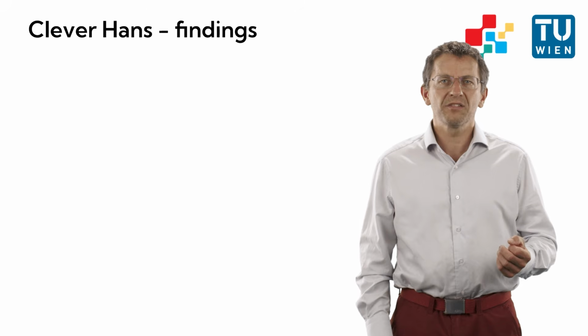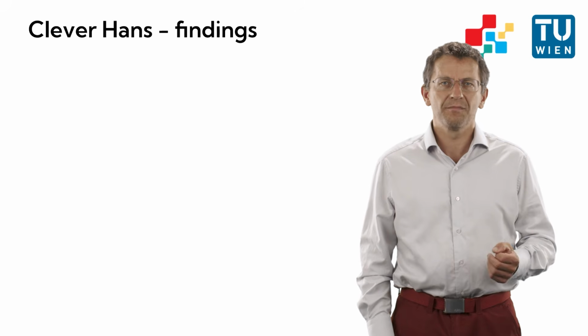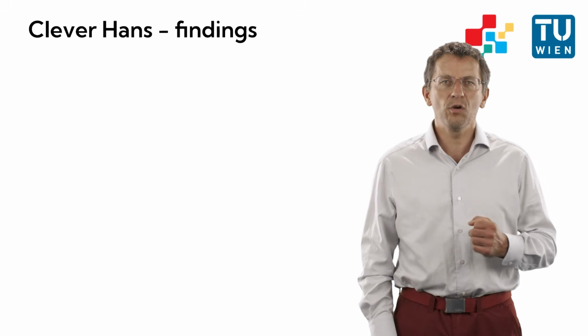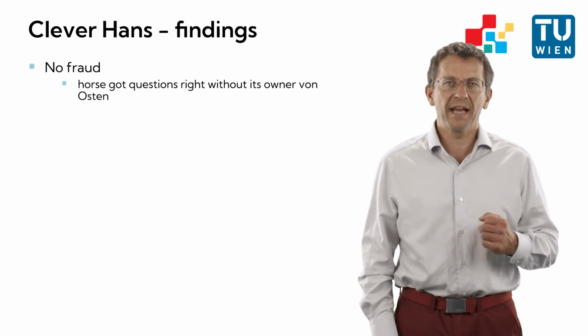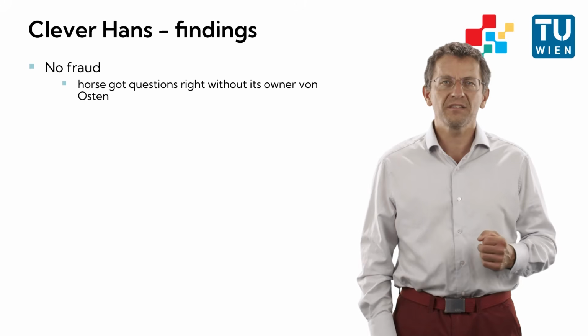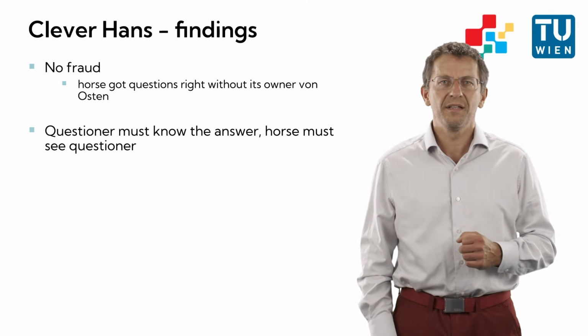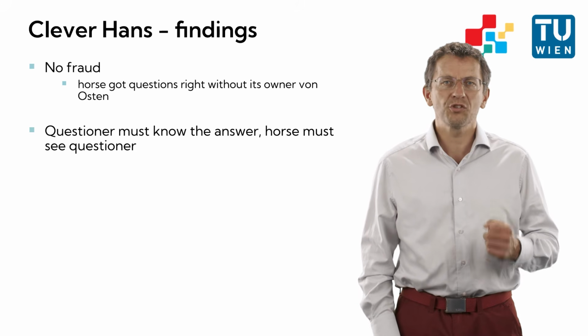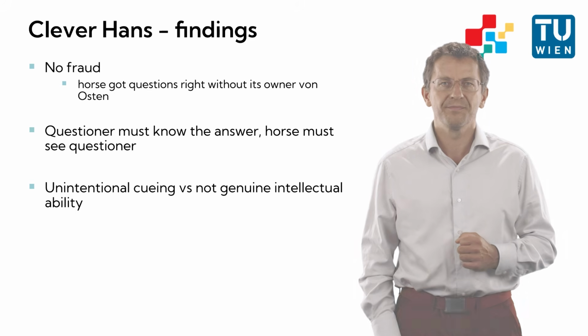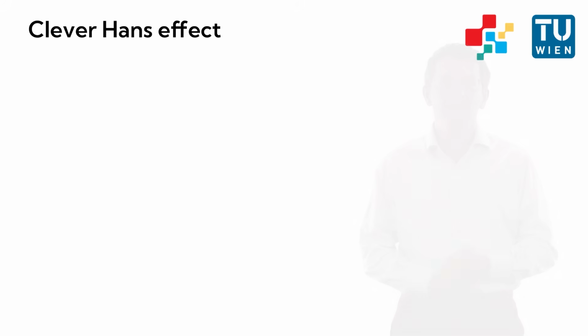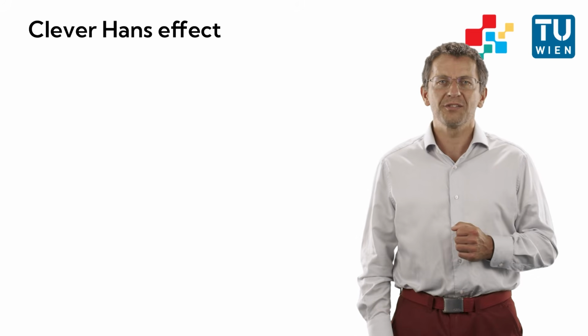Pfungst's experiments delivered a clear verdict. Hans could still answer correctly when someone other than von Osten asked the questions, so fraud was not the issue. But there was a catch. Hans only succeeded when the questioner knew the answer and the horse could see them. This meant Hans wasn't solving problems, he was reading subtle, unconscious cues in human posture and facial expression. This is the Clever Hans effect.